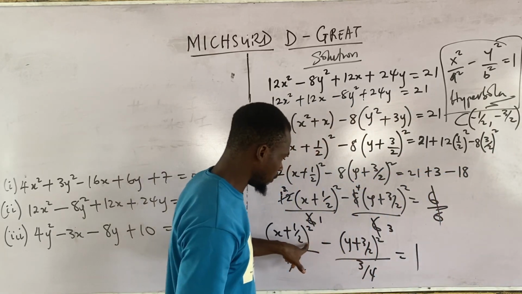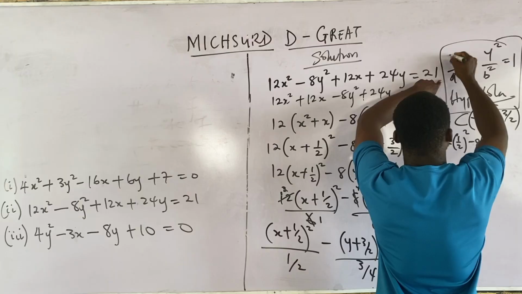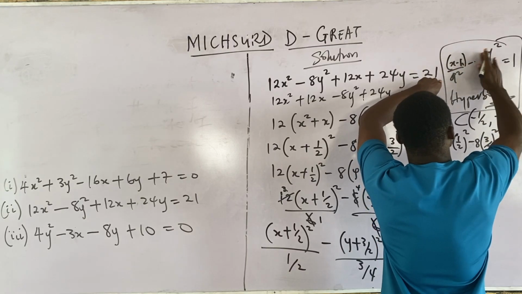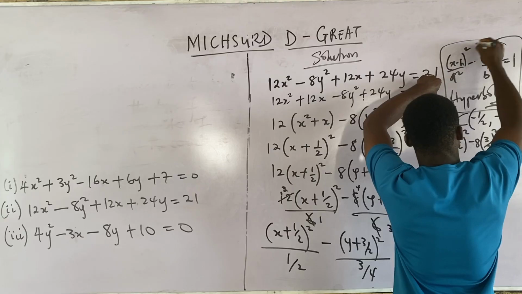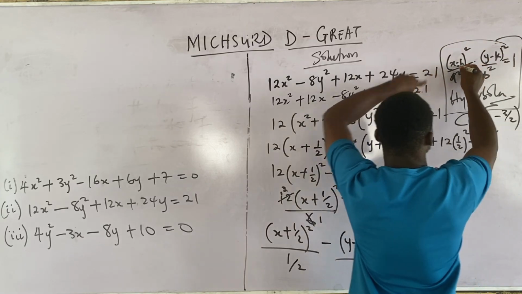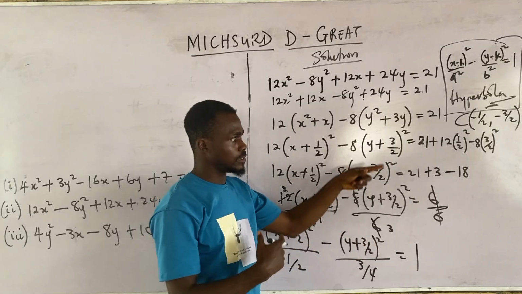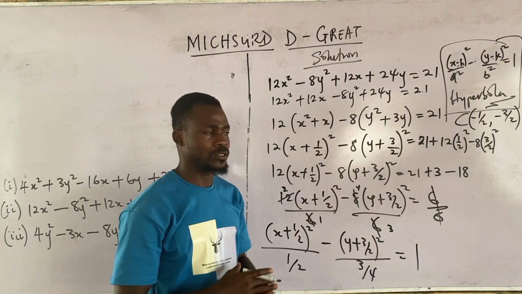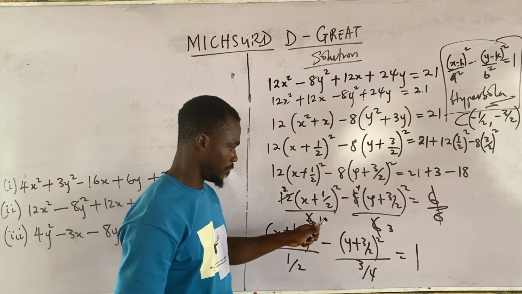So why is it minus? Because from the minus scale we have x minus h, and here we have y minus k all squared. So you can see that the formula already has a minus. So when you compare it, the center will be what? A minus of those values. So that is how we get the center of the hyperbola.